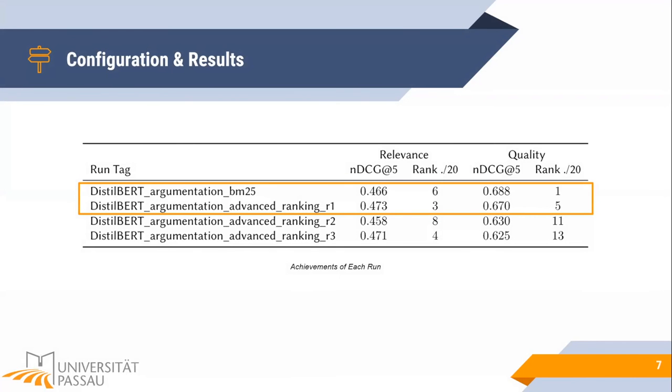So for the achieved results, for the relevance evaluation, we are ranked third with the second run with a score of 0.473, while for the quality evaluation, we are ranked first with the first run with a score of 0.688.